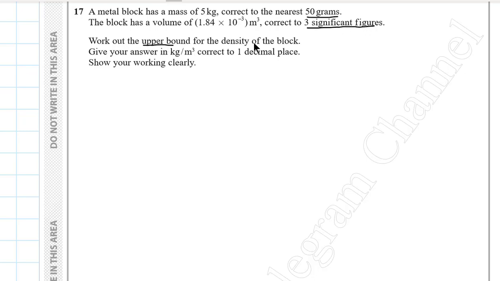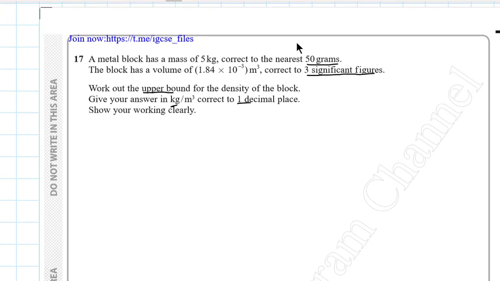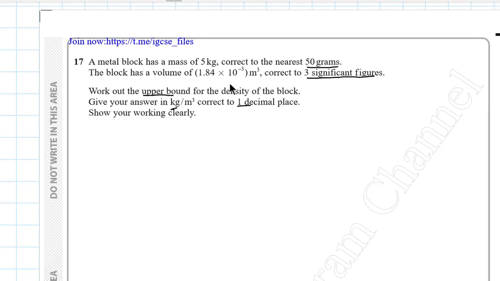Work out the upper bound of the density of the block. The upper bound of the density. Give your answer in kilograms per cubic meter, correct to 1 decimal place. First of all, please convert these grams to kilograms because the answer should be in kilograms per cubic meter. So divide by 1000 and then we have 0.05 kilograms.